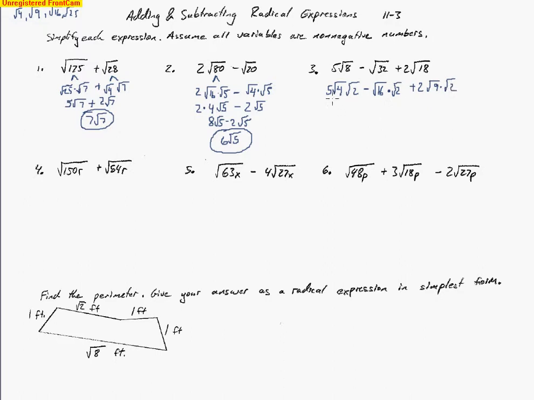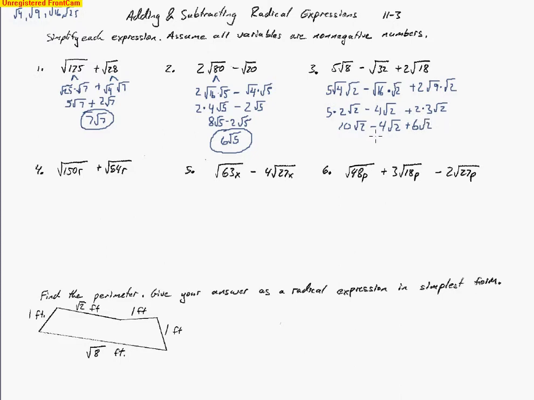So now I go ahead and take those perfect squares. I bring down the 5, and it's being multiplied by the square root of 4, which is 2. And then bring down that square root of 2, minus 4 square roots of 2, plus 2 times 3 square roots of 2. So I get 3 from taking the square root of 9. Now I can multiply. So I got 10 square roots of 2, take away 4 square roots of 2, plus 6 square roots of 2.